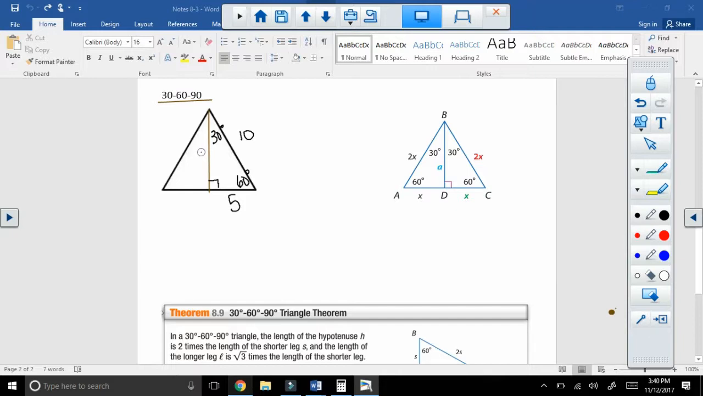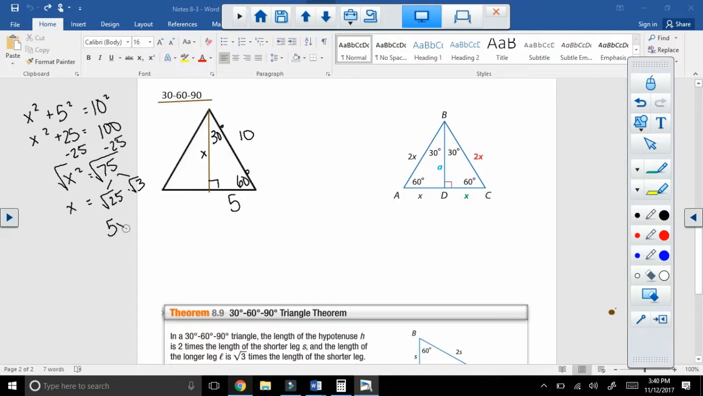And then I can use the Pythagorean theorem to find the height here. So I'd set this up, x squared plus 5 squared equals 10 squared. So x squared plus 25 equals 100. Subtract 25 from each side. So x squared equals 75. Or when you take the square root, this is going to be the square root of 25 times the square root of 3. So 5 times the square root of 3. And the nice thing about this is actually going to work every single time.